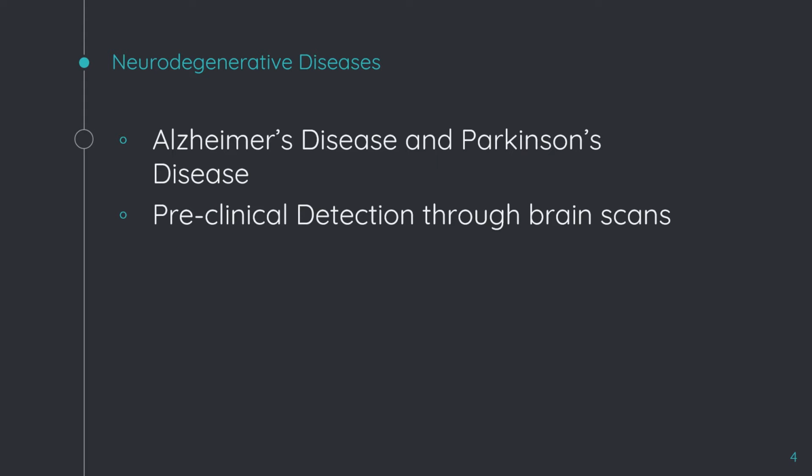Neurodegenerative diseases such as Alzheimer's disease and Parkinson's disease are becoming more prevalent in recent years and are the top causes of dementia for the elderly. Detection of these diseases prior to memory decline symptoms is possible through brain scans. Machine learning models are able to analyze those brain images and predict the progression of the disease.